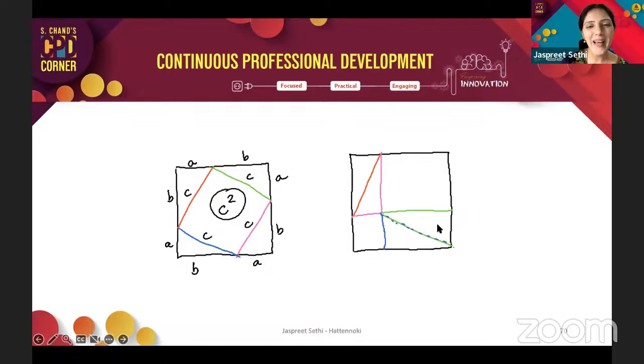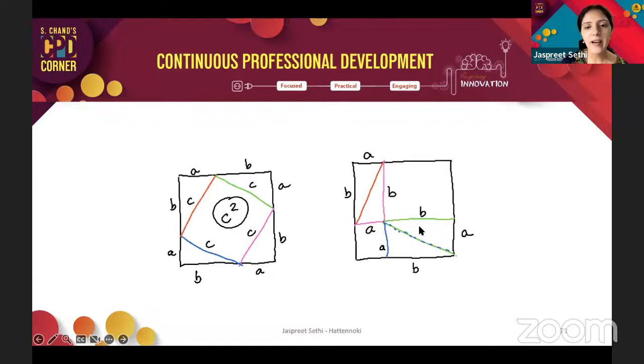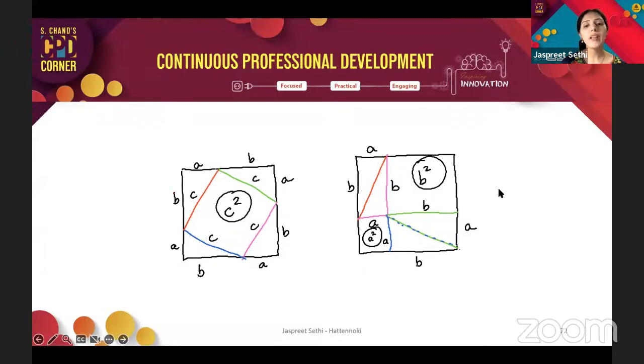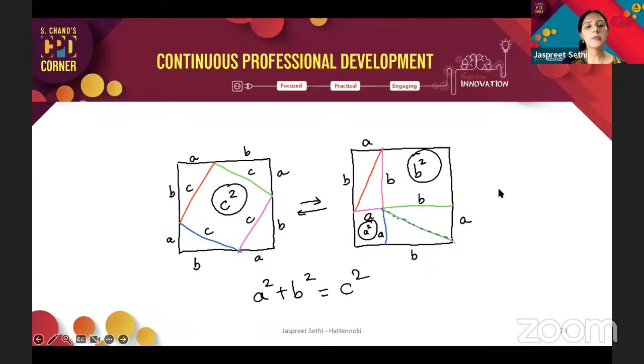And when I do that, I'm actually able to see that these two short ones are actually the same as my A square, and that's my B square. And that's when I am able to prove that the sum of the squares of these shorter sides is equal to the square of the longest side, which is the hypotenuse.